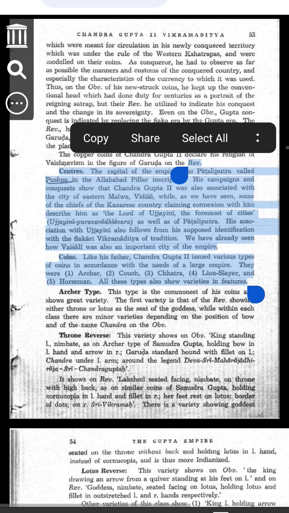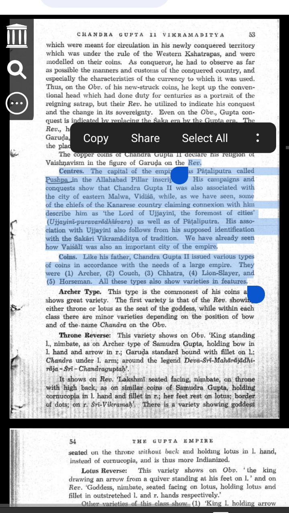In an old inscription, the Allahabad pillar inscription, Pataliputra was called Pushpa. It was a very rich and powerful city in ancient India. Example, think of Delhi today. Just like Delhi is India's capital, Pataliputra was the capital of Chandragupta II's empire.